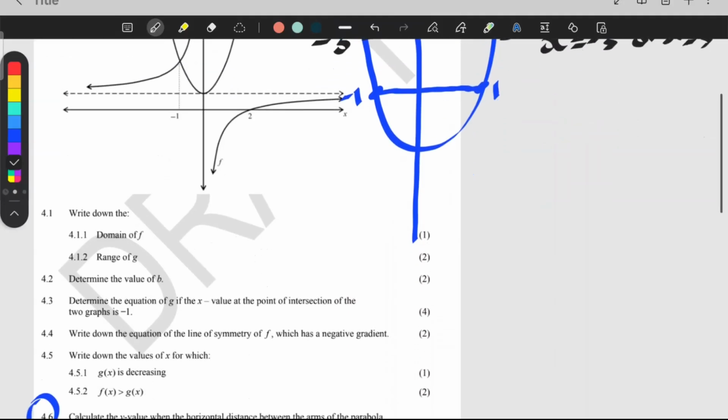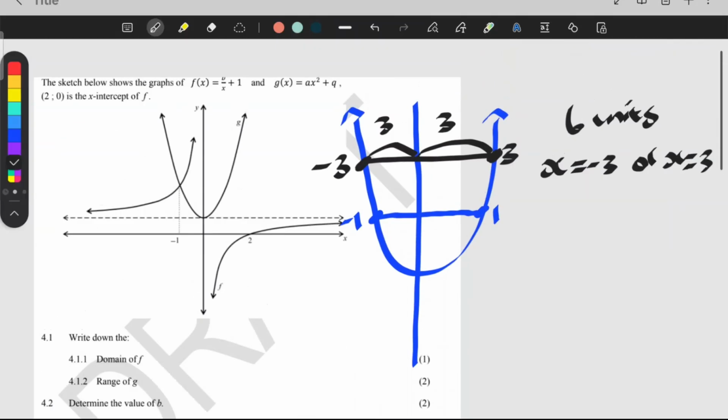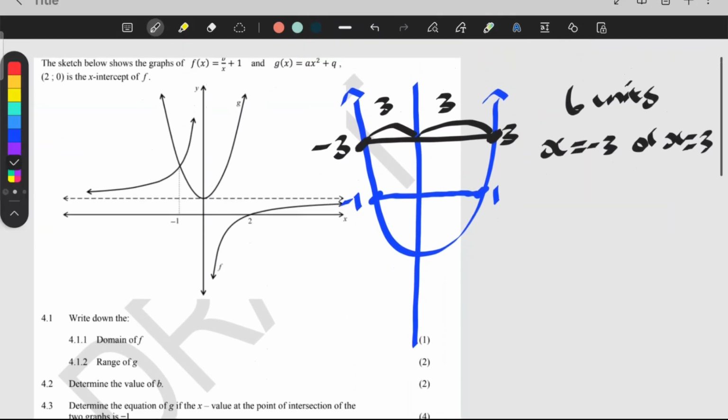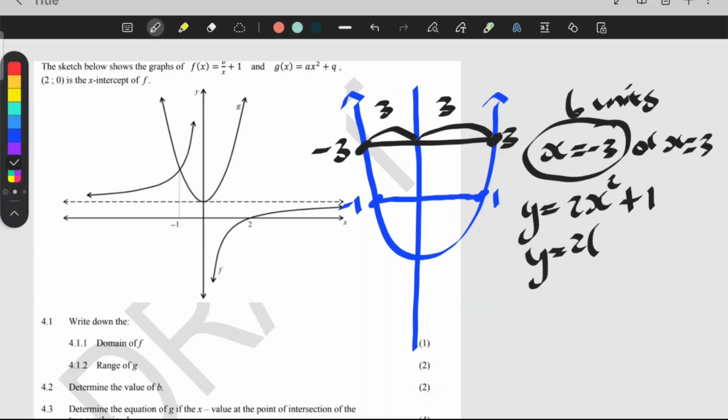But the question is not what's the values of x at this point. They want to know the y value at that point. So to get the y value at that point, I write the equation of my parabola down, and I just sub in this x value. So let's sub in -3. And you will get your y to be 19. So this point over here is actually -3 and 19.